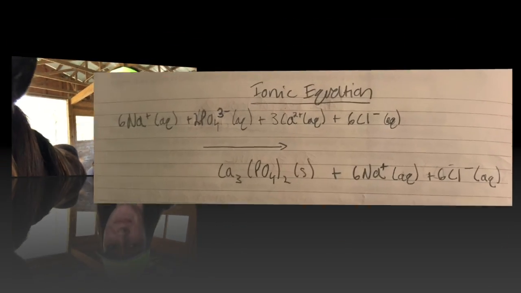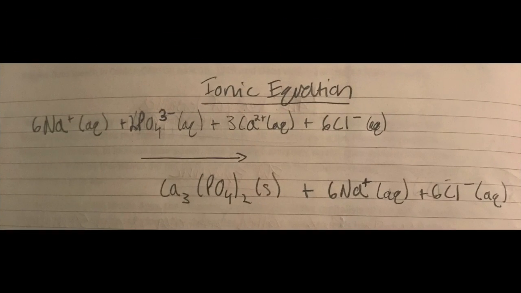Alright, here you go. Here you can see the ionic equation for this precipitation reaction. As I'm sure you can tell, calcium phosphate, which is the precipitate, has not been broken up into its ionic compounds. This is because it is a solid and it is the precipitate of this reaction, so it cannot be broken up. The rest of the reaction can be because all of the compounds are aqueous and have not precipitated in the reaction.